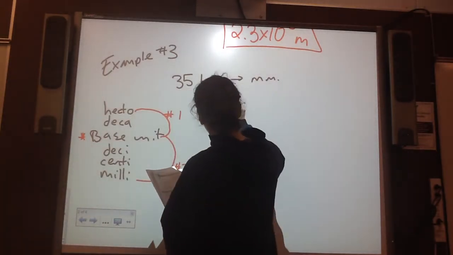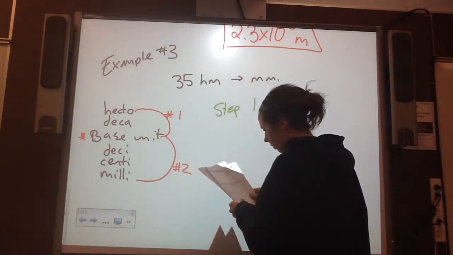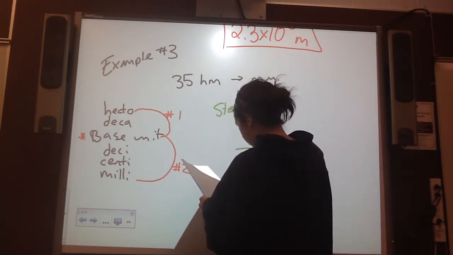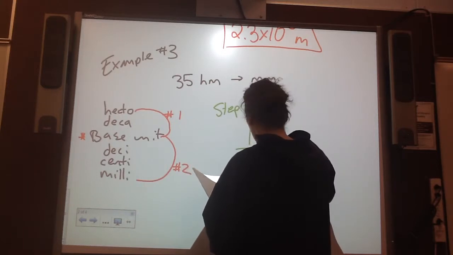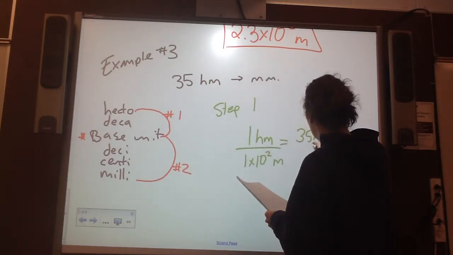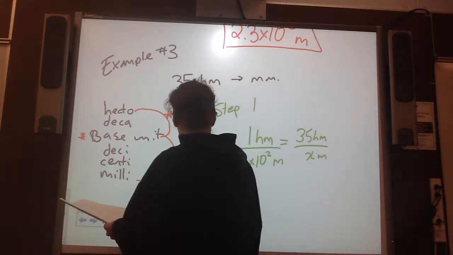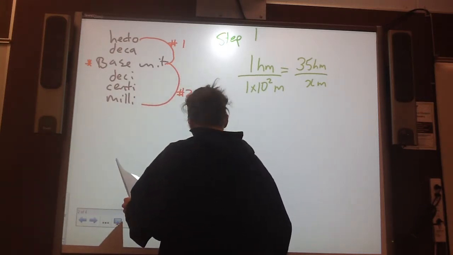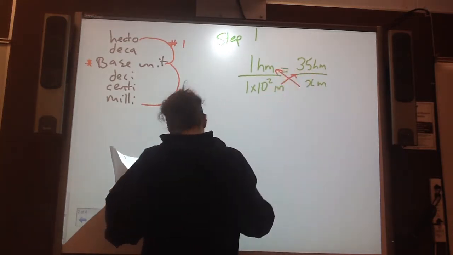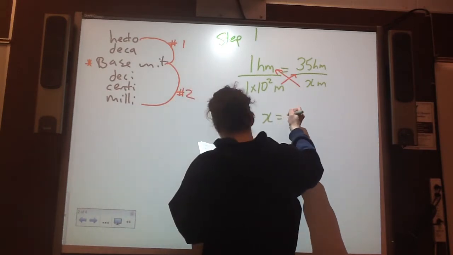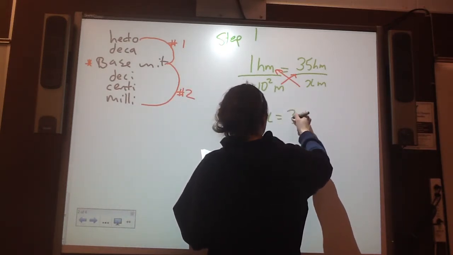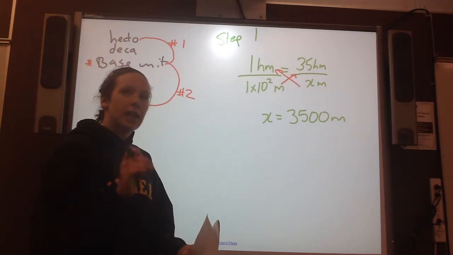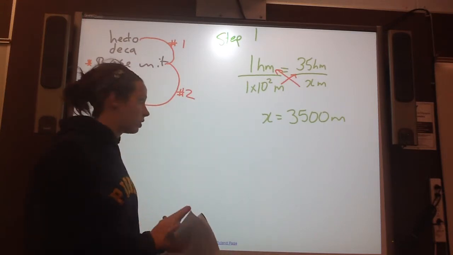So, step 1. I have 1 hectometer for every 1 times 10 to the 2 meters. This is equal to 35 hectometers over x meters. Again, we cross multiply and solve for x. So what we'll be doing is 35 times 10 to the power of 2. So x will equal 3,500 meters. I don't need to put that into sig digs because I do not have my final answer yet. Only do sig digs for your final answers.